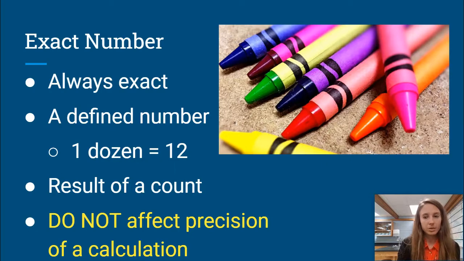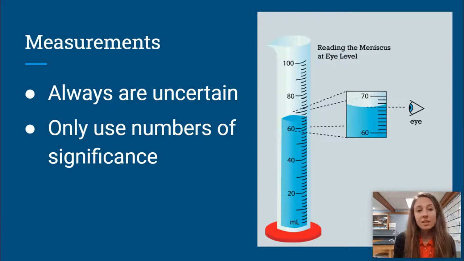So when you use an exact number in a calculation, it is not going to affect the precision of your calculation. Other measurements will. Measurements are going to affect the precision of your calculations because they are always going to hold some level of uncertainty. There's always going to be some level of uncertainty in every single measurement that you make due to the instruments that we use. So when we are going to use a measurement in a calculation, we only use the numbers of significance. We don't go beyond the numbers of significance. And I'm going to teach you how to correctly do that on a graduated cylinder in the next slide.